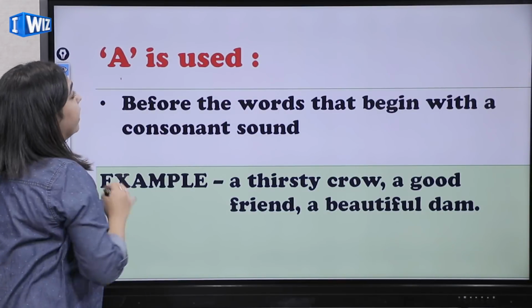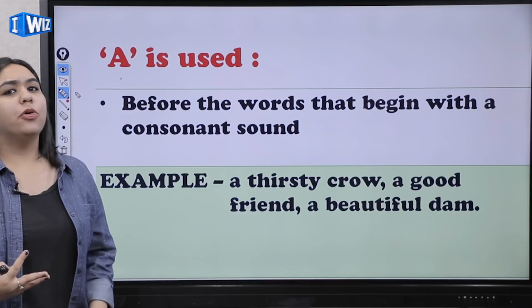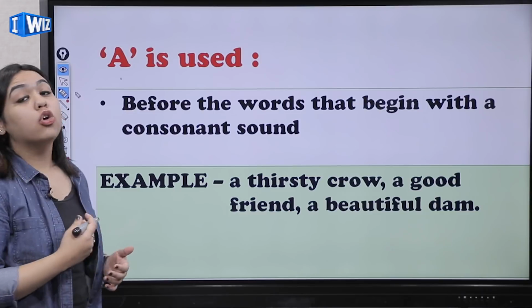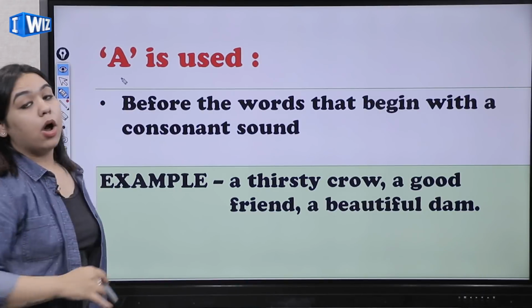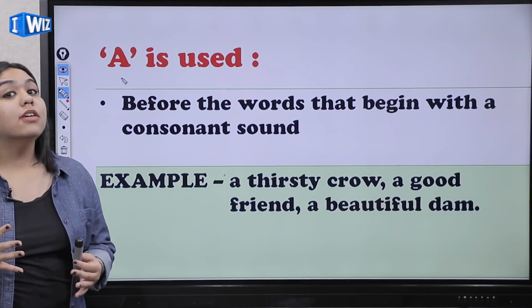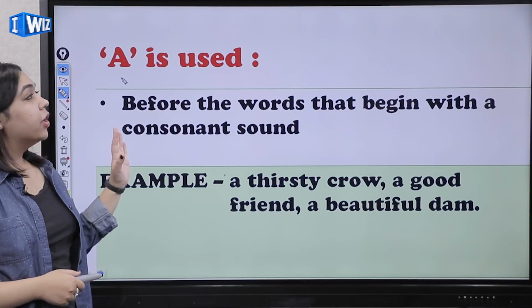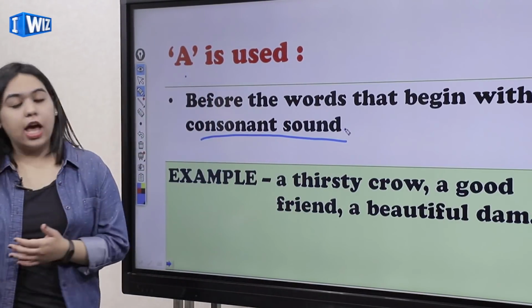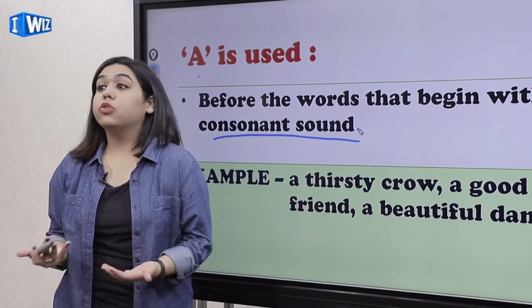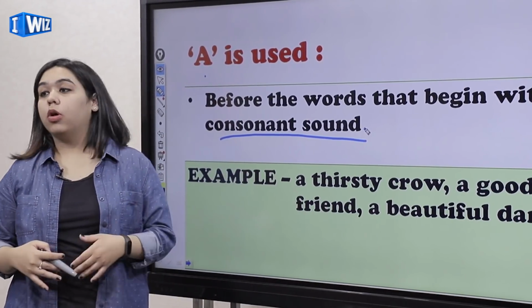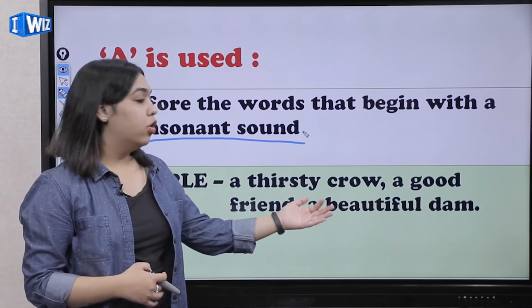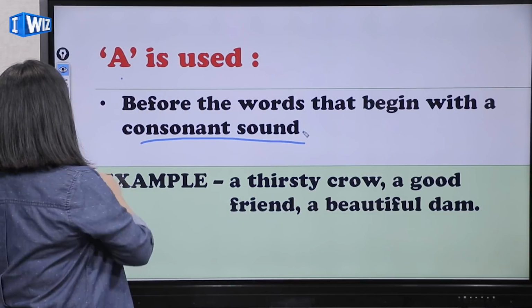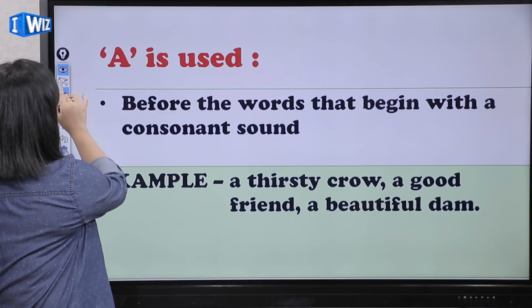Now moving on to our next article, that is a. Where are we going to use the article a? Now, a is used before words that begin with a consonant sound. We use an wherever there is a vowel sound, and we use a wherever there is a consonant sound. Let's see how. For example, a thirsty crow. There is no vowel sound, so you use the article a. A good friend, a beautiful dam. Okay, so that's all. Let's move on.